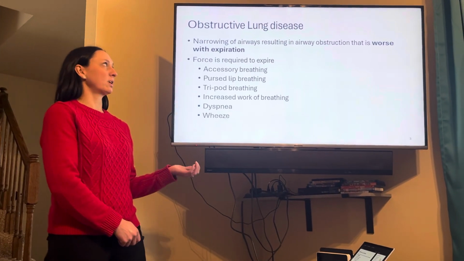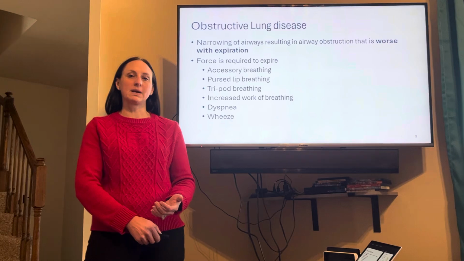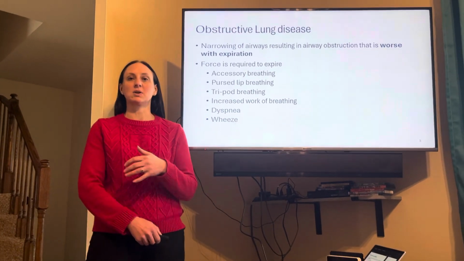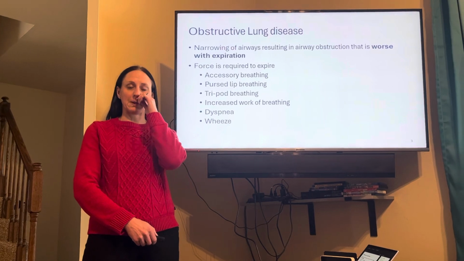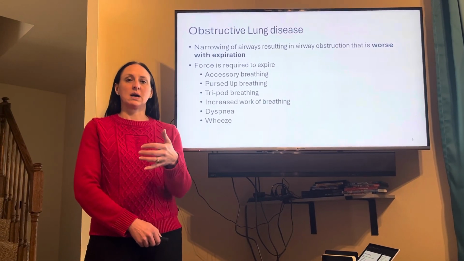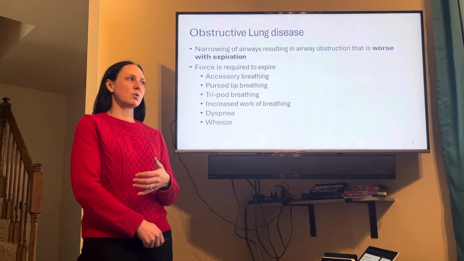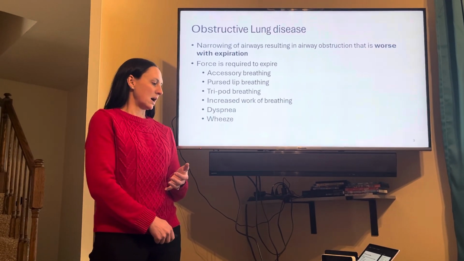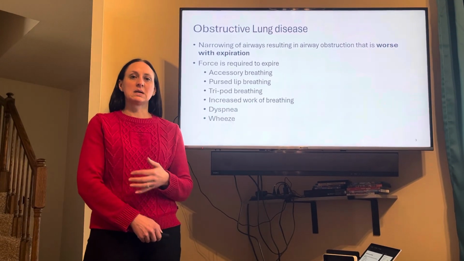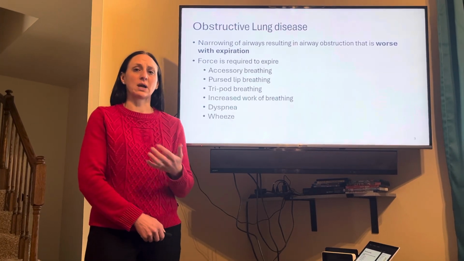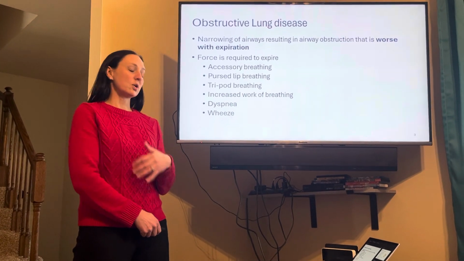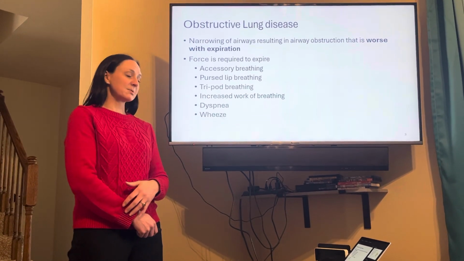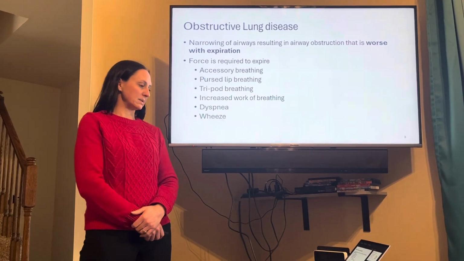We're going to start with obstructive lung disease. So this is a narrowing of the airways that results in airway obstruction that gets much worse with expiration. So as the patient tries to breathe out, they find obstruction. And so in your patients, you're going to see things like accessory breathing, pursed lip breathing, sitting up in the tripod position to try to get comfortable to breathe, increased work of breathing, so just working much harder, dyspnea or shortness of breath, and then wheezing.